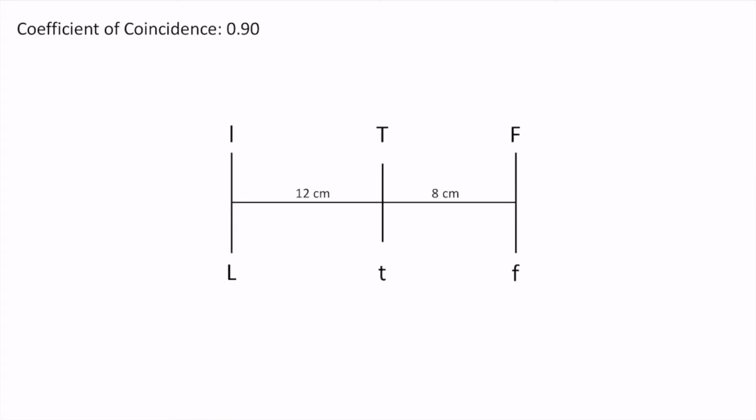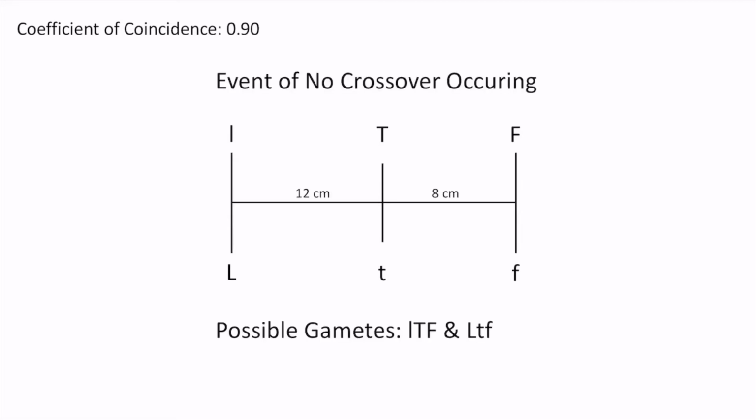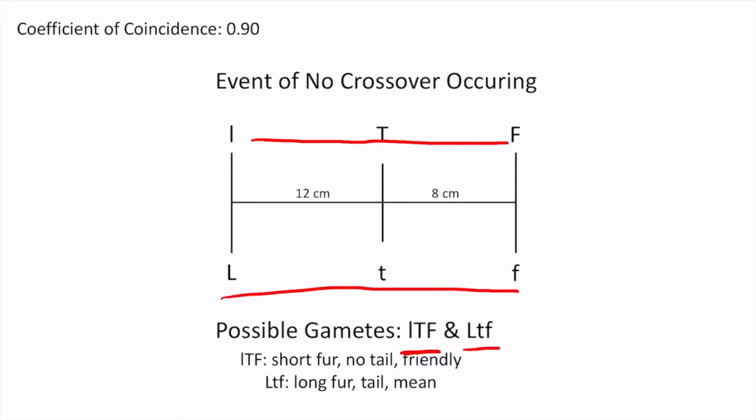There are 4 different types of crossover events that can occur: no crossover, single crossover at position 1, single crossover at position 2, and a double crossover event. Each of these events produces 2 gametes. If no crossover event were to occur, the 2 possible gametes produced would be little l, big T, big F, which is short fur, no tail, and friendly, and big L, little t, little f, long fur, tail, and mean.